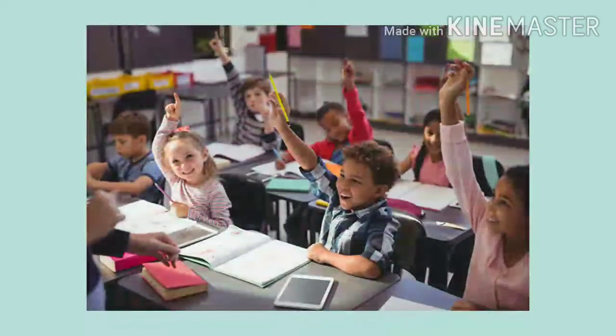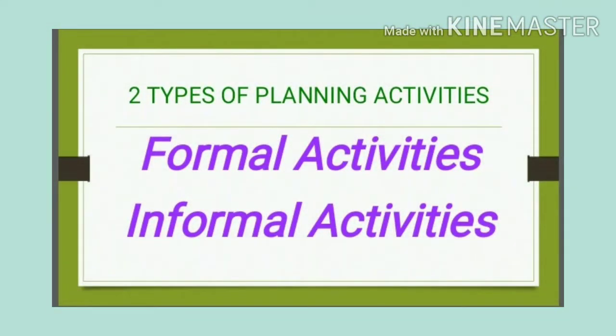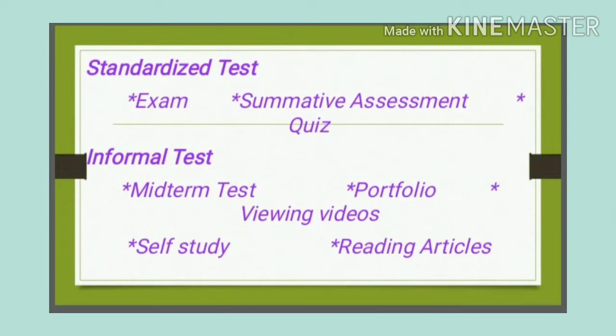their lesson, which will determine the learners' objectives. And this lesson plan will tell teachers how their students progress. In this stage 2, planning, there are 2 kinds of activities, formal activities and informal activities. Formal activities include the standardized test, for example exams, summative tests, and quizzes. These tests develop thinking skills.